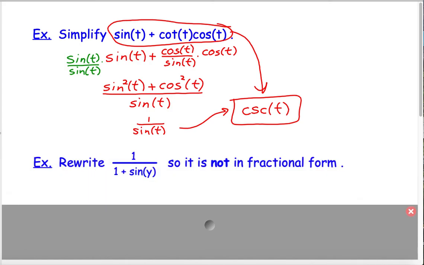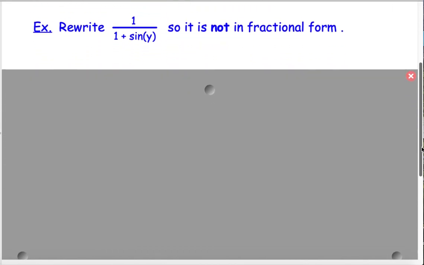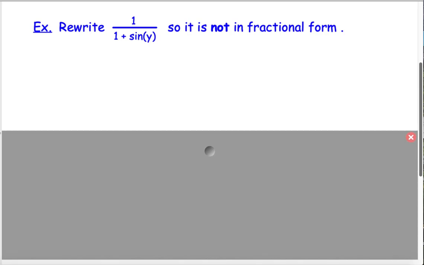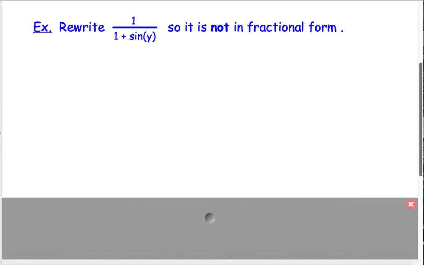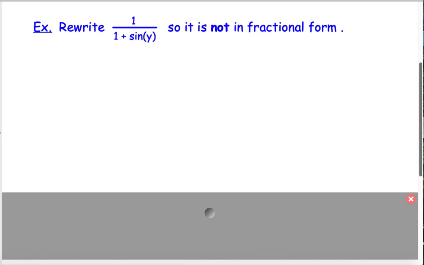All right, let's look at a different type of problem. Rewrite 1 over 1 plus sine of y so it's not in fractional form. So we have to think back to algebra, and when did we deal with stuff that had fractions? You may recall sometimes when we were trying to get rid of square roots in the denominator, we'd multiply by the conjugate. Well, let's try that here. Let's multiply this by 1 minus sine of y over 1 minus sine of y.